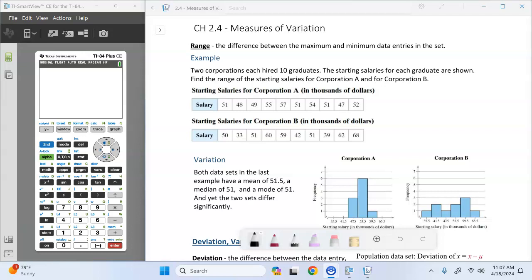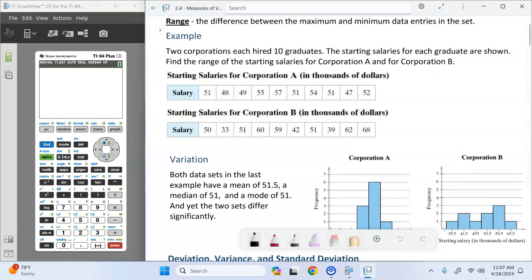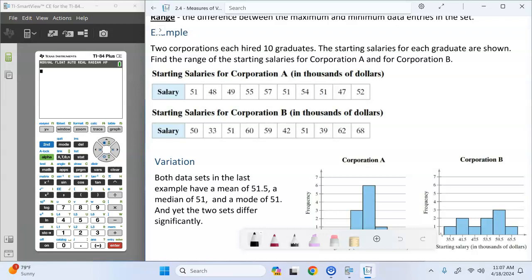Okay? When we look at Corporation A, we've got 10 graduates starting out in Corporation A, and they are paid the salaries listed on that table in thousands of dollars. So we have someone making $51,000, someone making $48,000, $49,000, okay? I need my minimum and maximum values. What's the minimum of salary for company A? $47,000. And what's the maximum? $57,000.